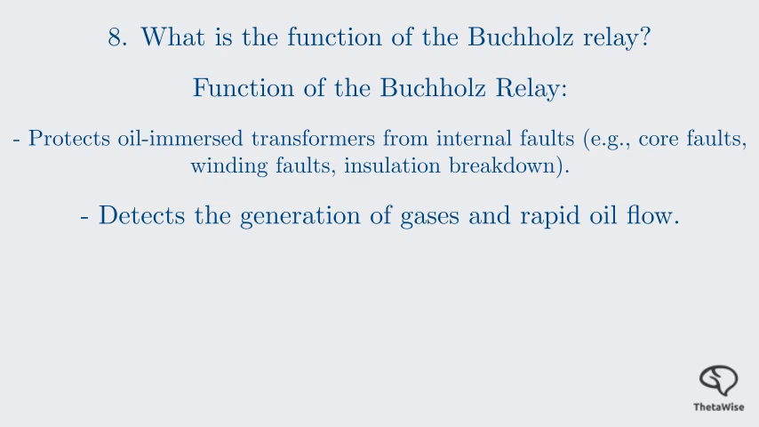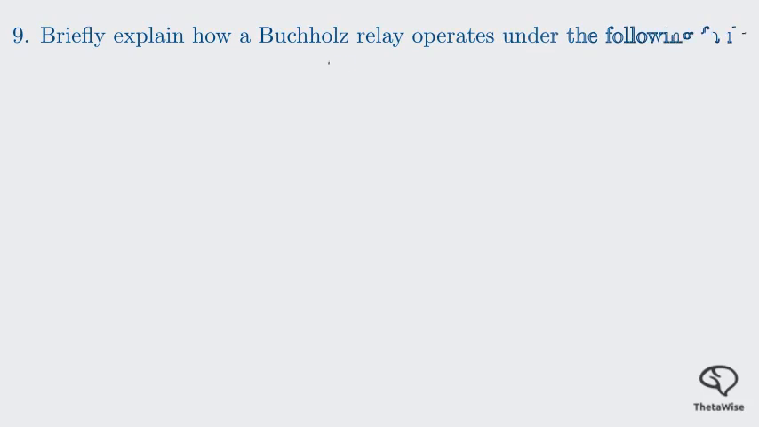Depending on the severity of the fault, it will either trigger an alarm or completely trip the circuit breaker, disconnecting the transformer from the supply to prevent further damage. Question 9 delves into how the Buchholz relay operates under two specific fault conditions: overload and short circuit. Let's start with overload. An overload means the transformer is being asked to supply more power than it's designed for.